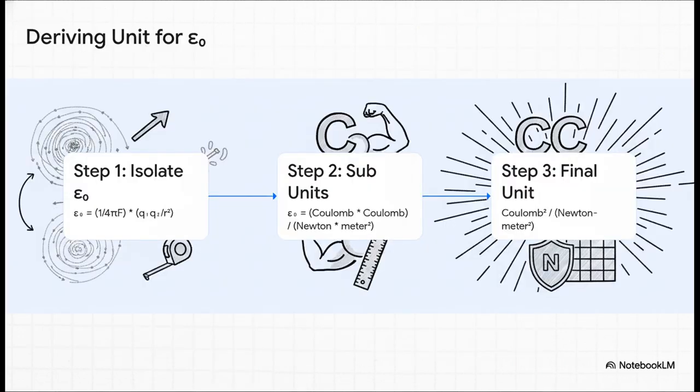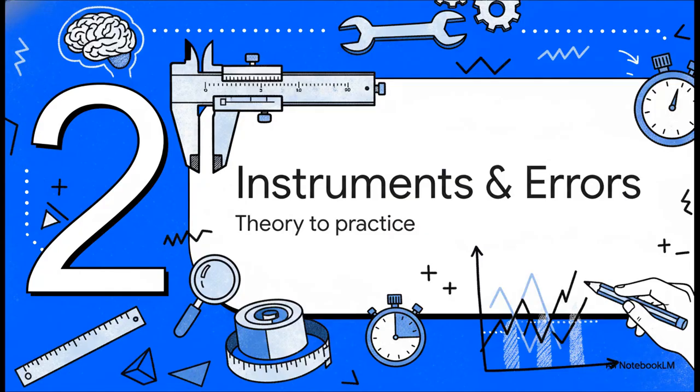First, we isolate epsilon naught. Quick pro tip, that 4 pi is just a number. It has no dimensions, so you can just ignore it for this. Then, we plug in the units for everything else. Coulombs for charge, newtons for force, and meters for distance. And that leaves us with our final unit, Coulomb squared per Newton meter squared. See? Not so bad.